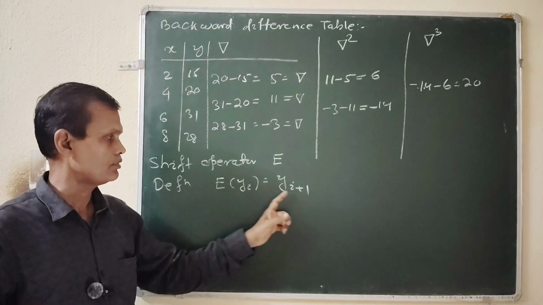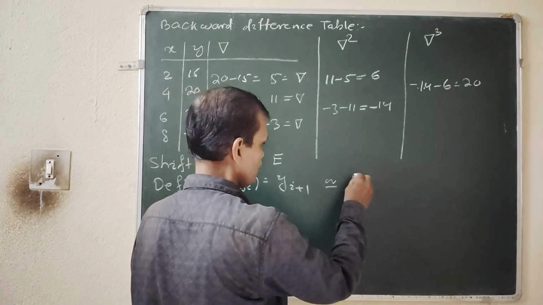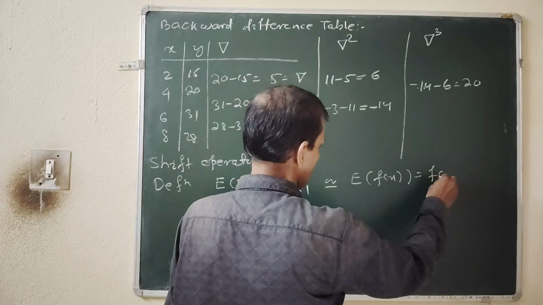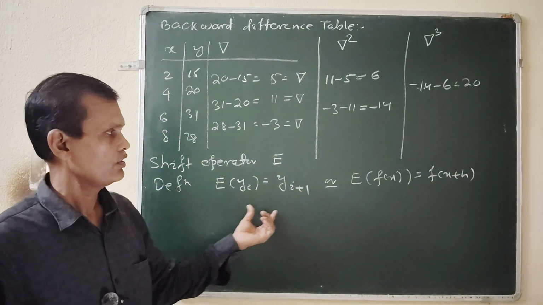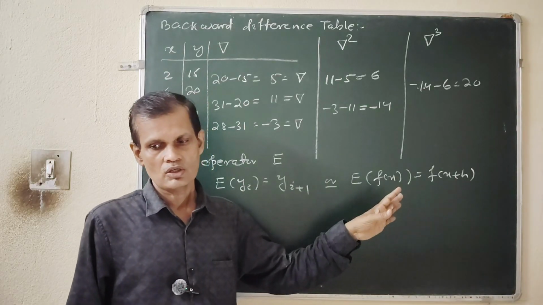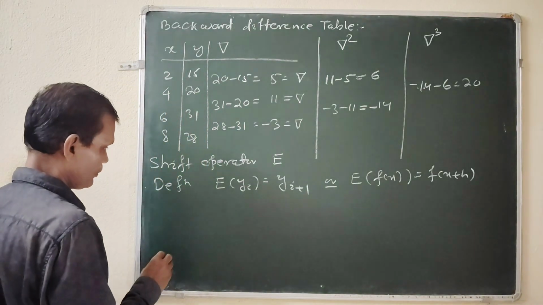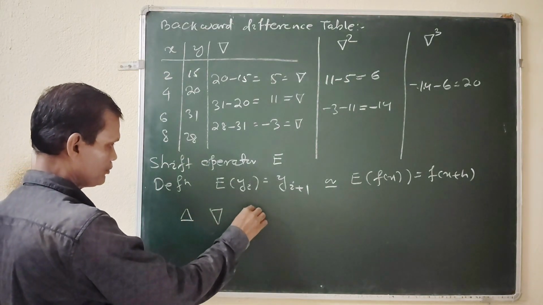That means wherever we use the shift operator, it shifts one data point to the right. yi is shifted to yi plus 1, or we can write E of f(x) is equal to f of x plus h. Both are the same. Here we are writing in terms of y, here in terms of f(x). So now we have learned three operators: forward operator, backward operator and shift operator.